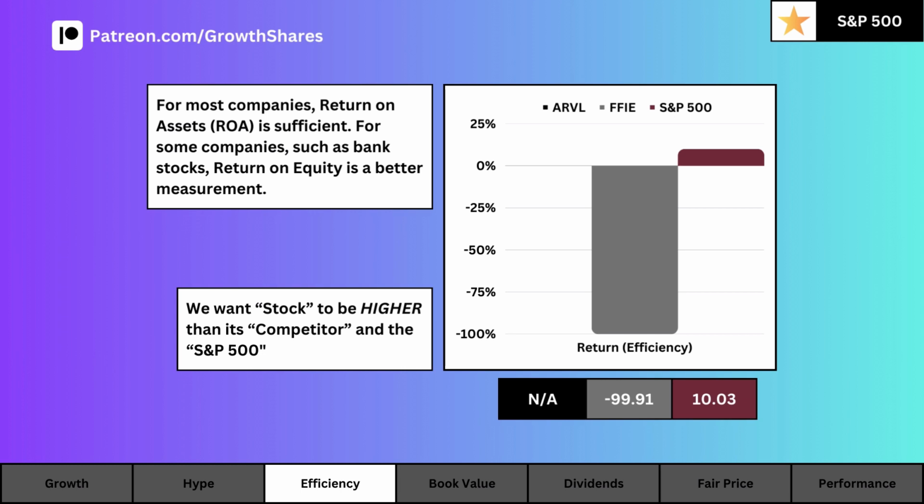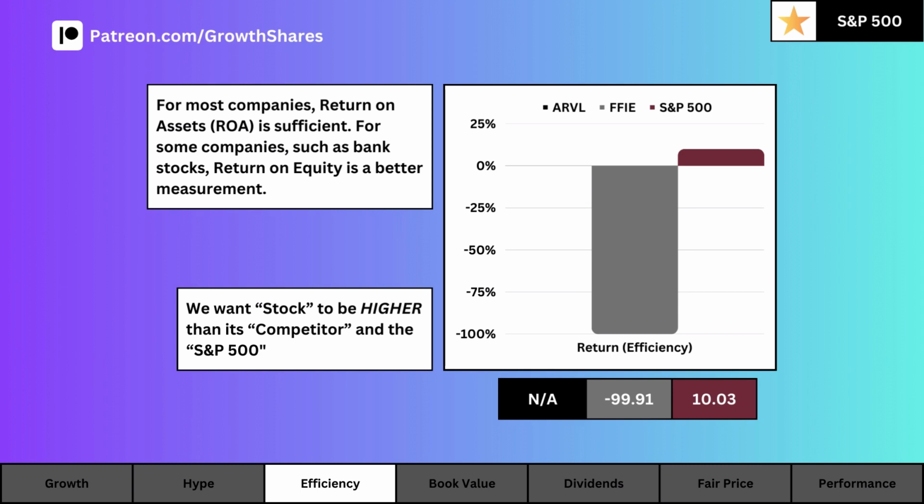The business. Valuing a business is an exercise in comparing assets between each other. What you see is a simple tally between our company, its main competitor, and the S&P 500. Whichever has the highest score has the better business. And I want to stress the word business, not investment. We still need to go over fair price, although the business is the most important part of this analysis.